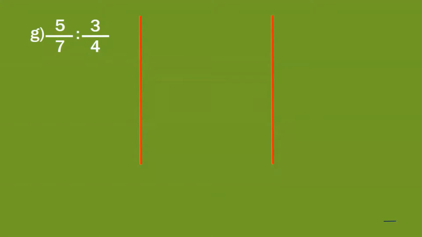In this example, we have two fractions, and we must change them into whole numbers to get the ratio in its simplest form. So the first step is to change them into whole numbers. We can change them by crisscross. 5 multiply 4 equals 20, and 3 multiply 7 equals 21. So we have two whole numbers, 20 and 21. And this is the simplest form because there is no common number that 20 and 21 can be divided by.